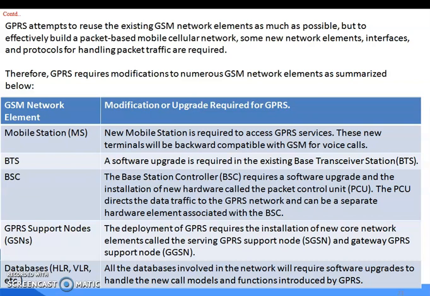The development of GPRS requires the installation of new core network elements called the serving GPRS support node, SGSN, and gateway GPRS support node, GGSN. Next is your database, that means HLR, VLR. All the databases involved in the network will require software upgrades to handle the new call models.